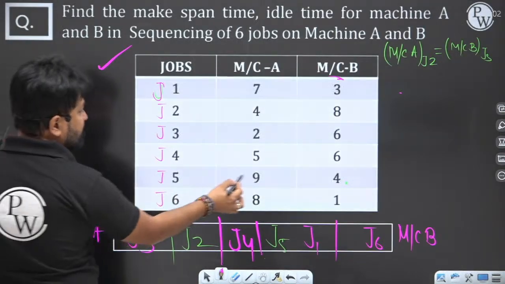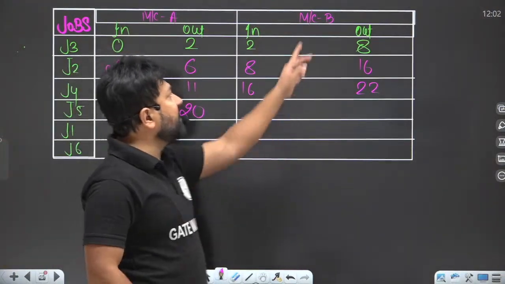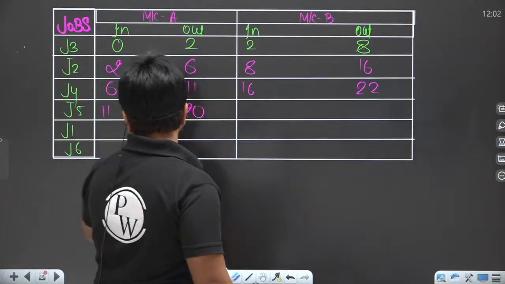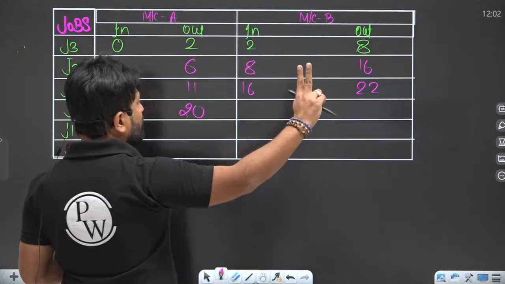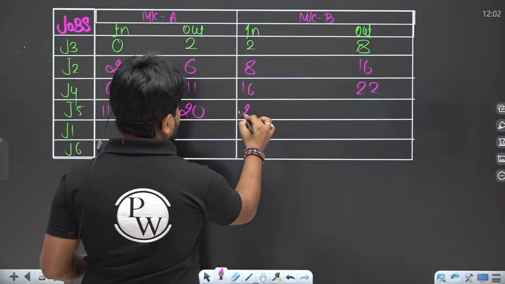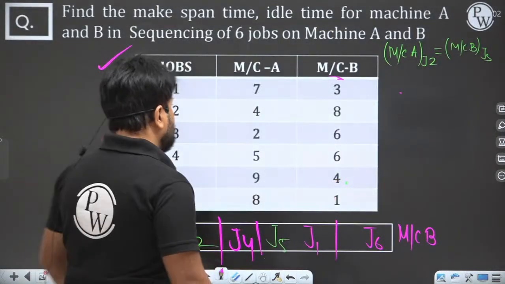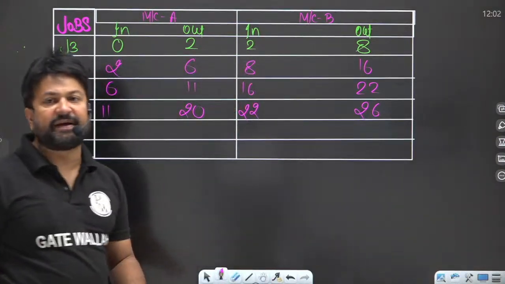J5 will be loaded on machine A at 11. J5 has a processing time of 9, so it will be out at 20. But machine B is still busy, so J5 has to wait for 2 minutes. So it will be loaded at 22. J5 has a processing time of 4 on machine B, so it will be out at 26.